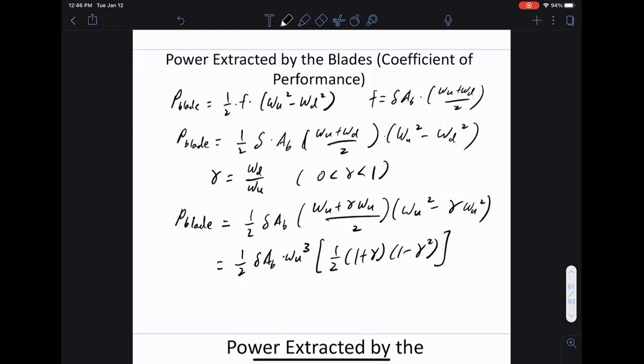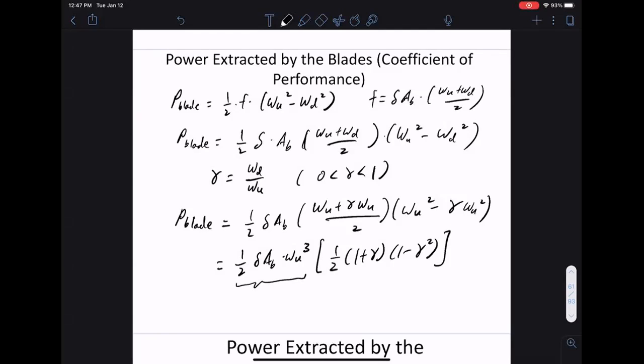The first depends on this W cubed. The second depends on this ratio gamma. Right, so this is the equation. We get this equation. So now let's look at this equation. What does the first term mean? What is this term? Should look very familiar to you, right? Has a density term, has a cube of the speed, has an area.